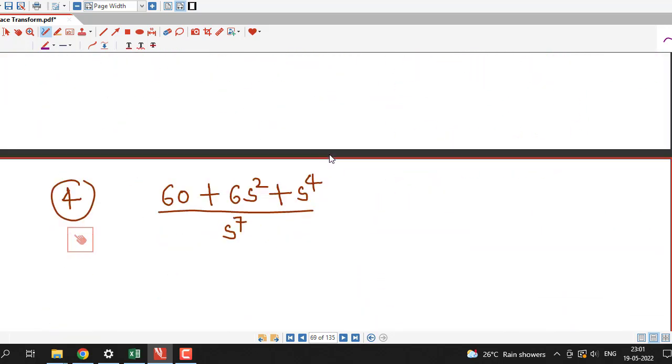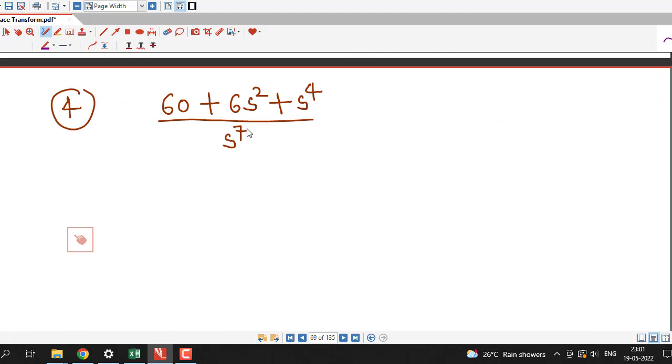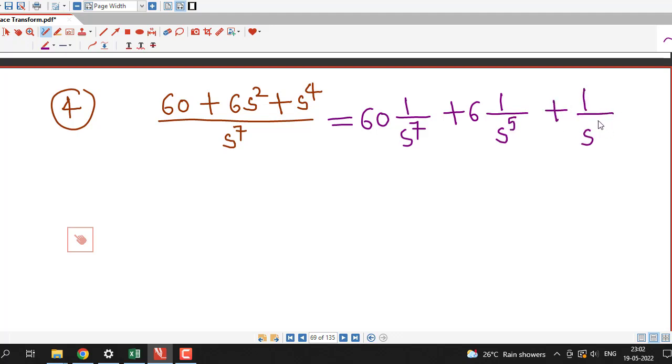Next function is 60 plus 6s square plus s raised to 4 divided by s raised to 7. So this also we write in the form 1 over s raised to n. So we have 60 times 1 over s raised to 7, plus 6 times s square upon s raised to 7, that is s raised to 5, plus 1 divided by s raised to 7 minus 4, that is 3.